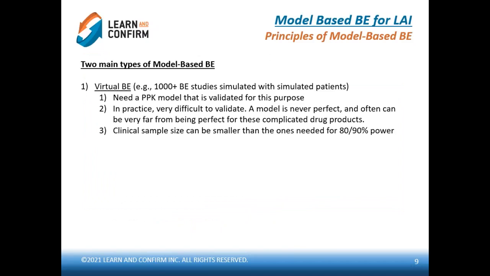There are two main types of model-based BE. The first one is what we call virtual bioequivalence. So this is where the pivotal assessment is conducted in virtual patients, not real patients. So in order to do that, you need to have a population PK model that has been validated for this purpose, validated to be able to simulate new patients. And in practice, it's very difficult to do, very difficult to validate a model and be completely 100% satisfied that that model will be completely accurate in simulating new patients.